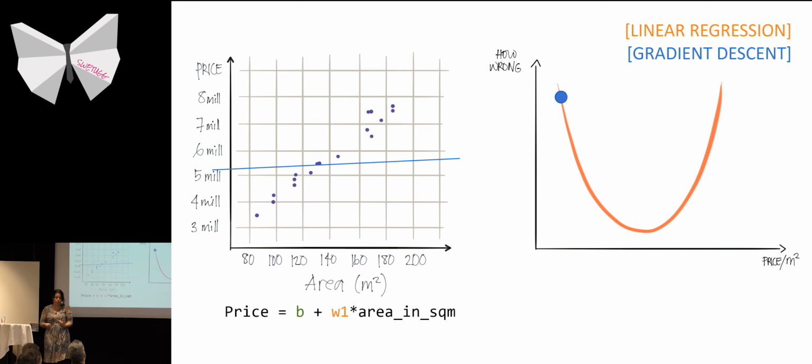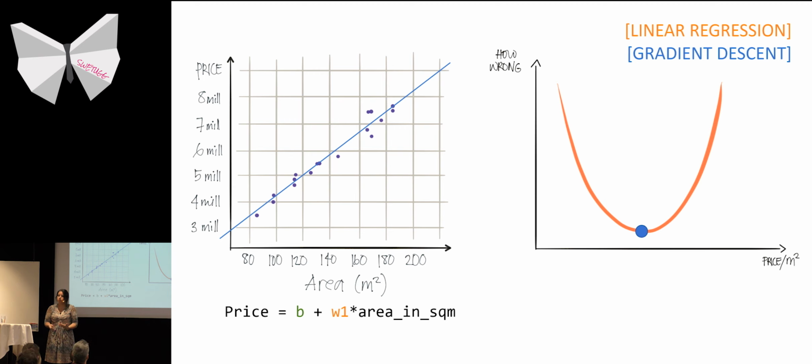How far off are we? So how wrong is this line? And that is what we see here on the right-hand side, in this curve. So we see that we're very, very wrong at this point. And then we try to go down the slope of wrongness until eventually we get to a point where we're as little wrong as we can.